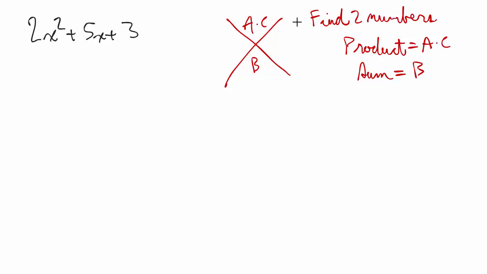So we're going to factor this trinomial, 2x squared plus 5x plus 3. And here are the rules to the right in red. We're going to find two numbers. The product is a times c and the sum is b.